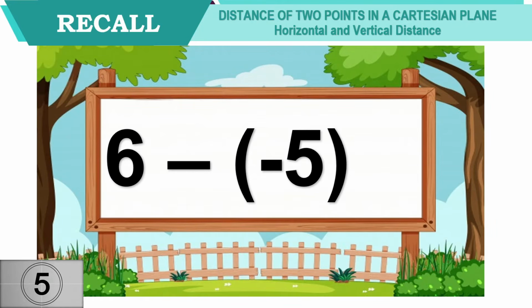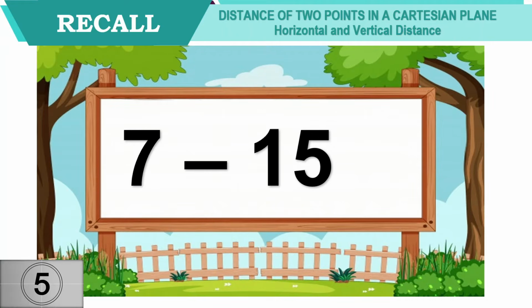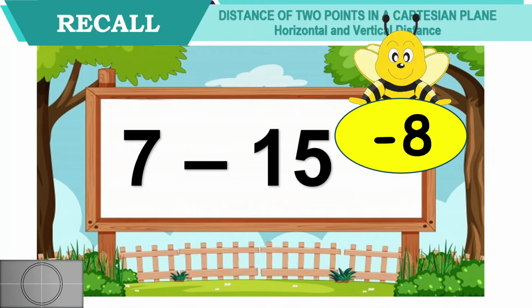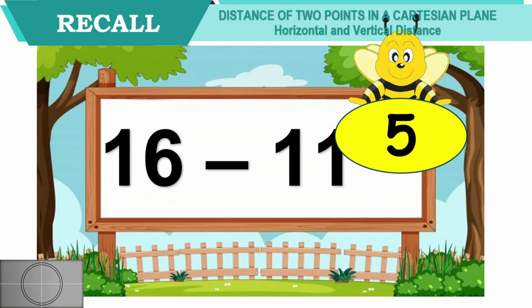So before anything else, let us have a quick review on operations of integers. 6 minus negative 5. If you said 11, then you're right. 7 minus 15. If you said negative 8, then that's perfect. 16 minus 11. If your answer was 5, then you got it.